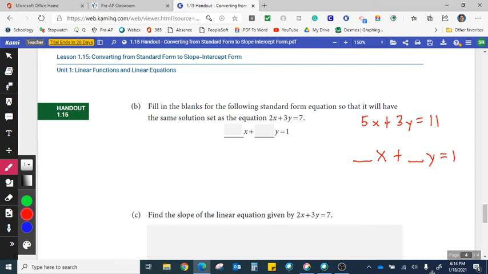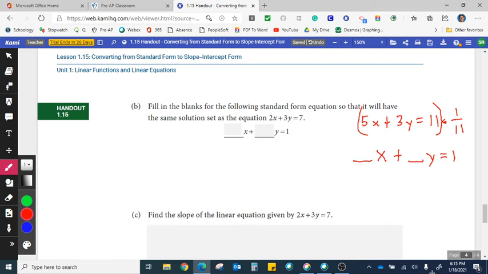Well, what do you multiply 11 by? 1 over 11. Okay, so I could multiply this by 1 over 11, and that will give me 1. Well, guess what? If I multiply the right side by 1 over 11, and by the way, multiplying by 1 over 11 is the same thing as dividing by 11. It's just saying divide by 11.